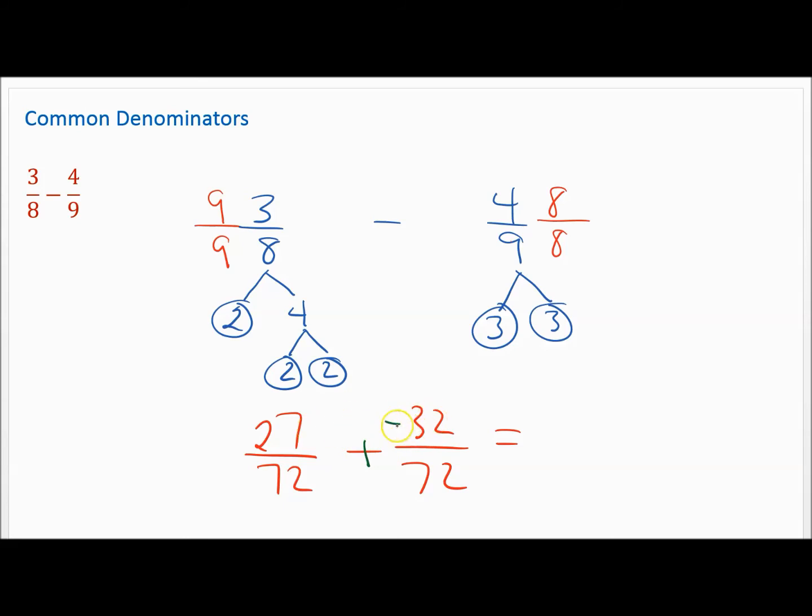I subtract these two numbers because they're opposite signs. 32 minus 27 is 5. But the bigger of the two numbers is negative, and I keep the 72. I should always check to see if I can reduce that fraction. 5 and 72 don't have any common factors, so I'm finished with that problem.